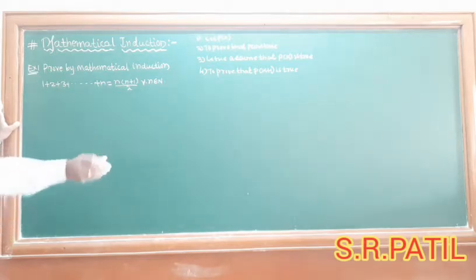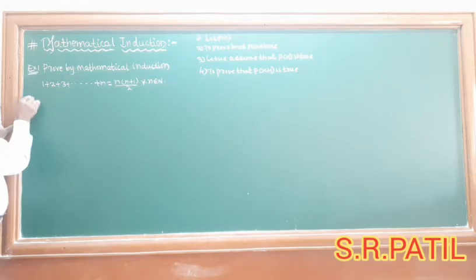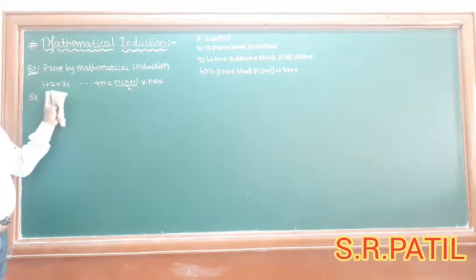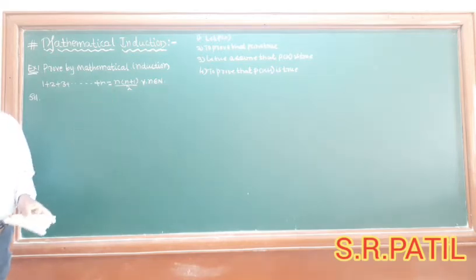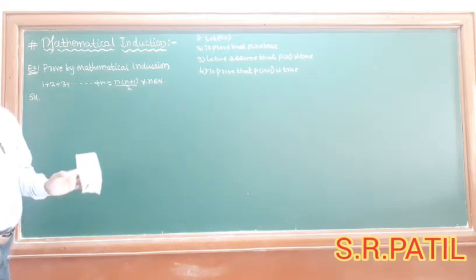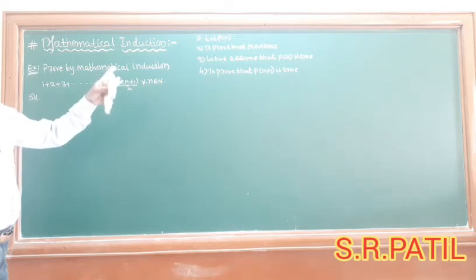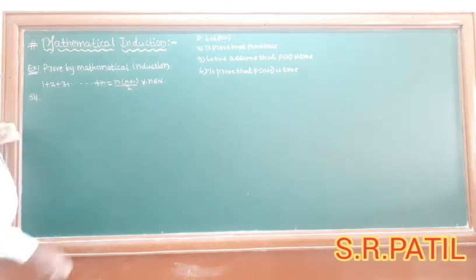Okay, so let us see the solution for the first problem. Prove that 1 plus 2 plus up to n terms is equal to n(n plus 1) divided by 2 for all n belonging to the set of natural numbers N. Step number 1.